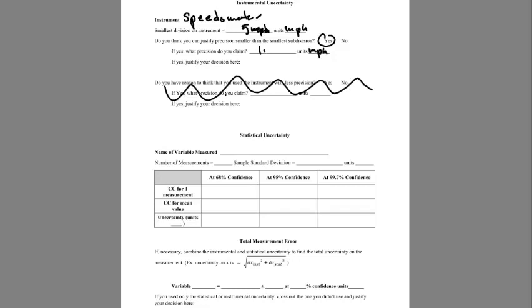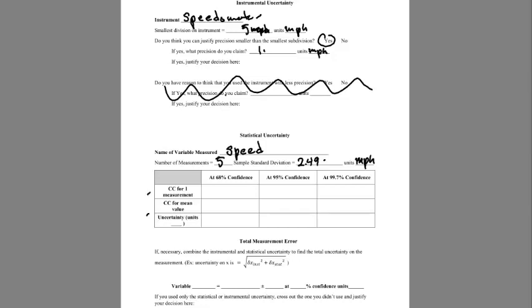Okay, so do we have statistical uncertainty? Well, yeah, we saw that. We saw that when we measured this, we saw some variation. It wasn't exactly 70, it was about 70. So the name of the variable measured is our speed. And we took 5 measurements. And the sample standard deviation was 2.49 miles per hour.